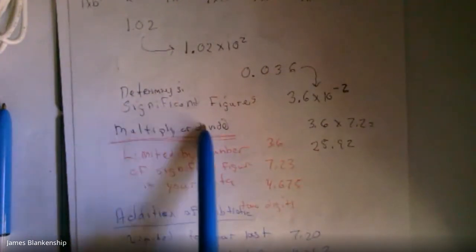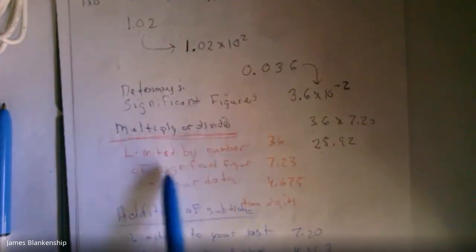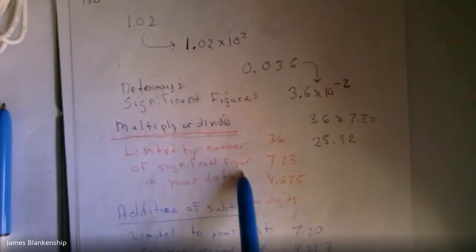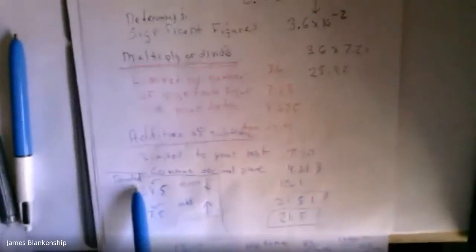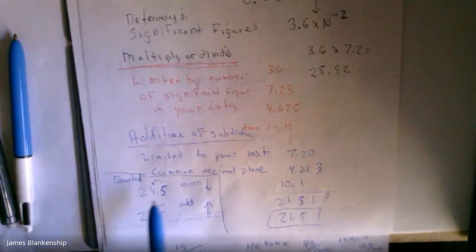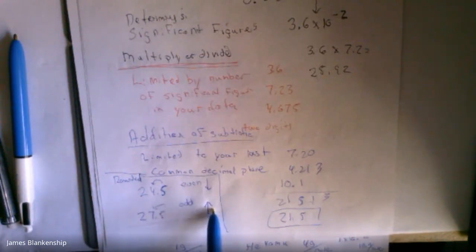We talked about determining significant figures. Multiplication or division, it's easy. You're limited by the smallest number of significant digits in your data. Addition and subtraction, it's best to line everything up and go to your last common decimal place. We mentioned rounding. Remember, technically, if the number before the 5 is even, you round down. If the number before the 5 is odd, you round up. But this is definitely one of the things you'd like to ask your professor just to be sure they're following those rules.